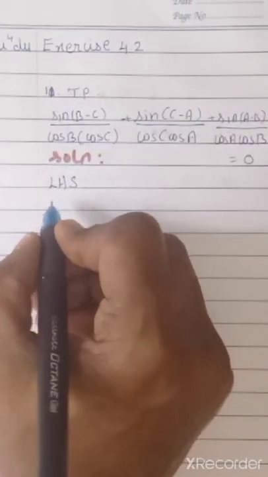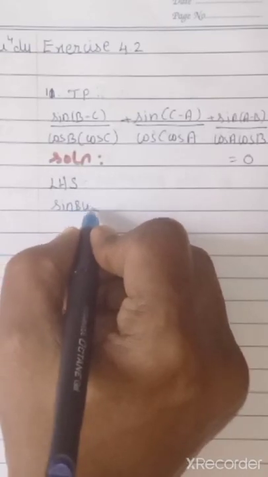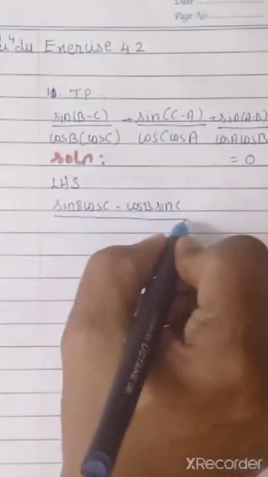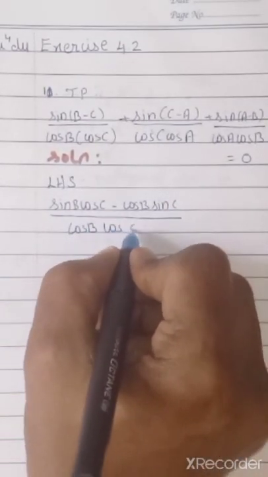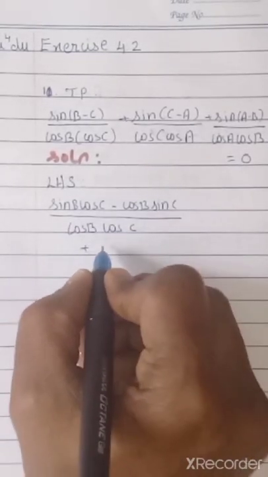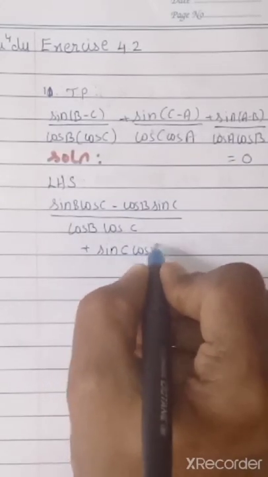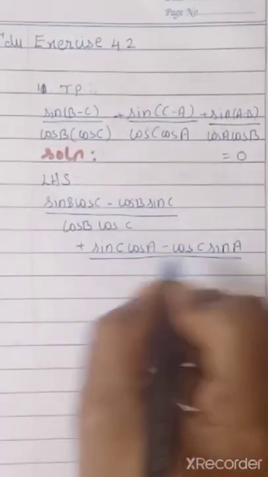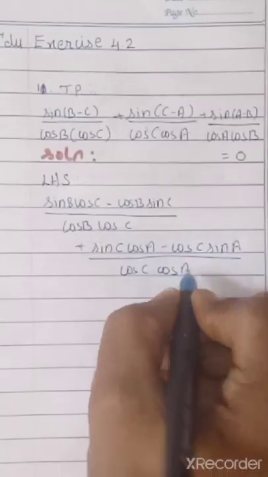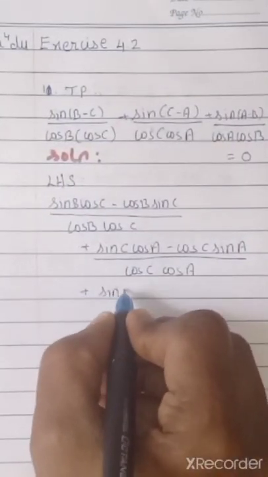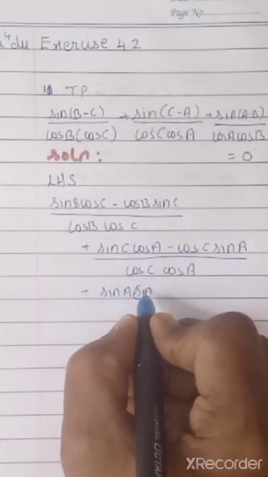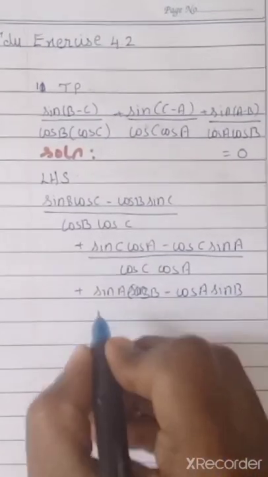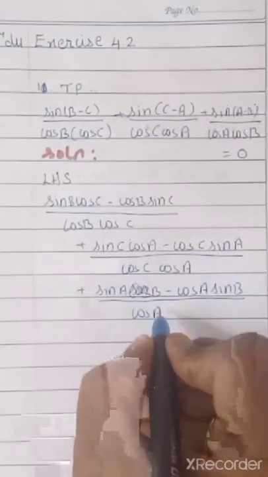So according to our problem, we can write (sin B cos C minus cos B sin C) divided by the denominator cos B cos C, plus the next term, using the formula: (sin C cos A minus cos C sin A) divided by cos C cos A, plus the last term: (sin A cos B minus cos A sin B) divided by cos A cos B.